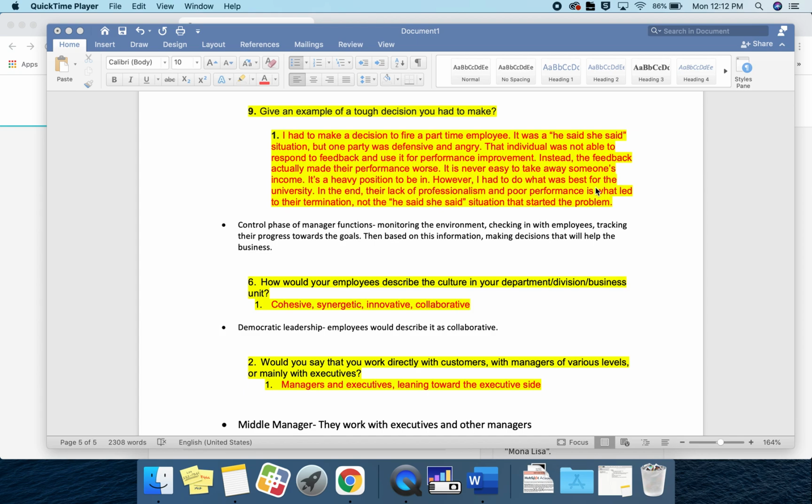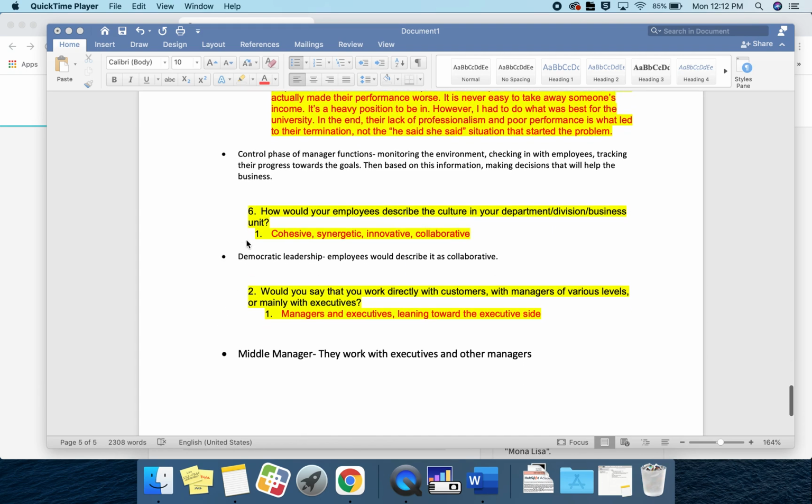And so we can see that this manager, they did interact with their employees. They met with them. They noticed that their performance had gone downhill. We see that it made their performance worse. So clearly they were monitoring the environment. They were checking in with their employees, and they were tracking their progress because she saw that their performance was low. So they weren't trying to reach their goals. And then based on all of that information, she had to make a decision. So in this unfortunate situation, she had to let this employee go because they had poor performance. So that is how that falls into the control phase.